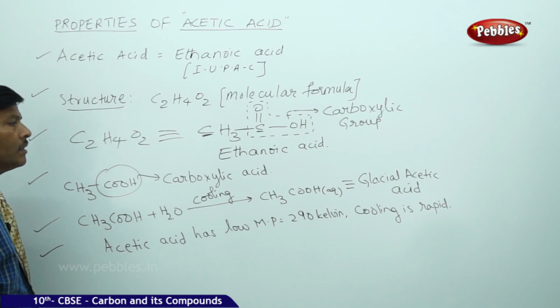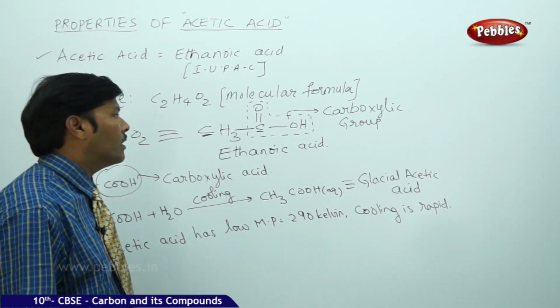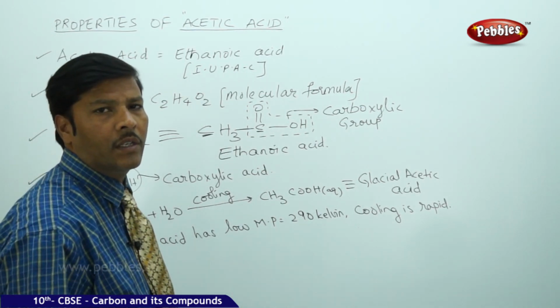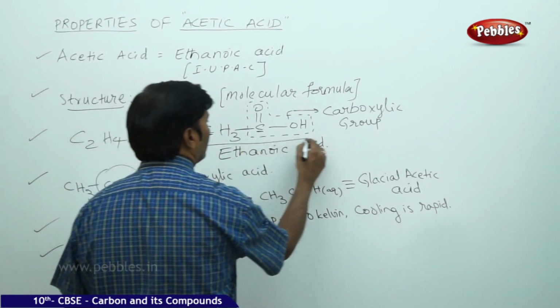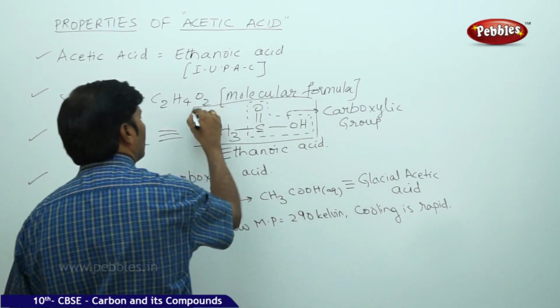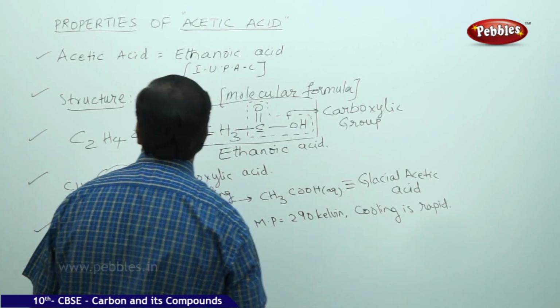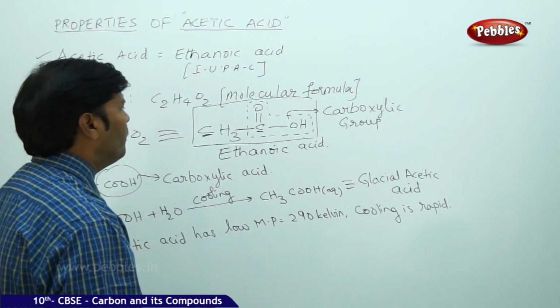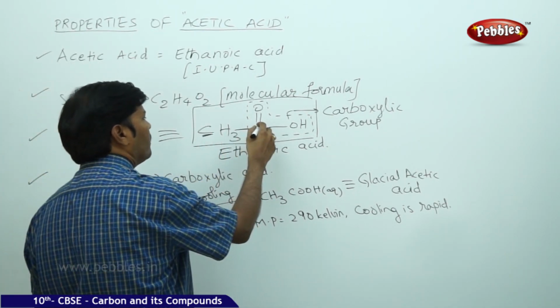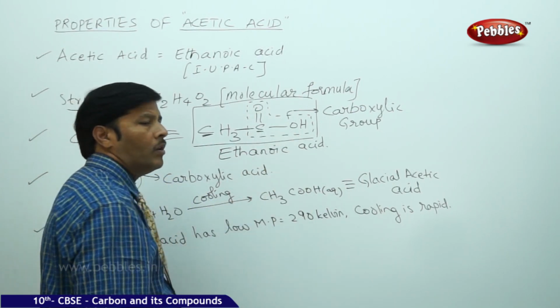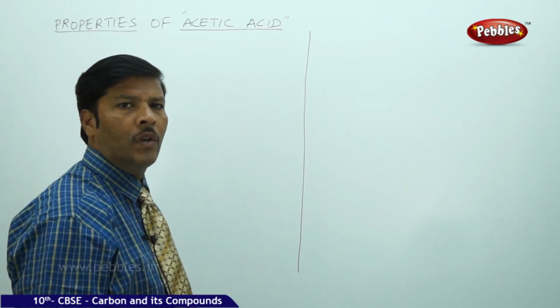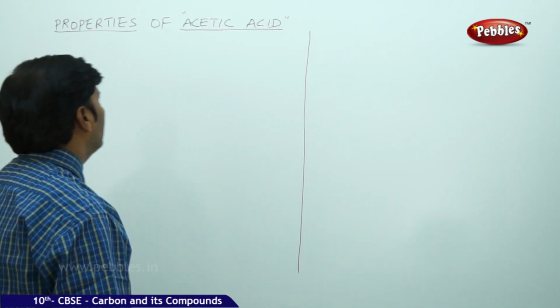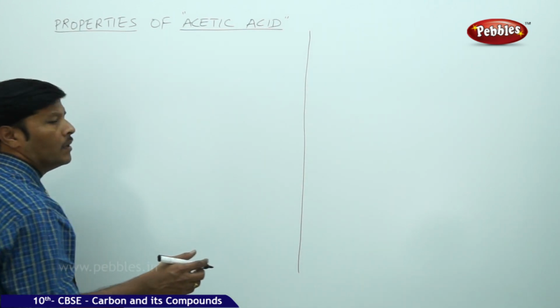So if that is the case, these are some of the important general properties of acetic acid or ethanoic acid, and this is the structure of ethanoic acid, CH3COOH, which contains one carbon double bond oxygen and one single bond OH. The next part of the discussion is, let us study some important properties of acetic acid.